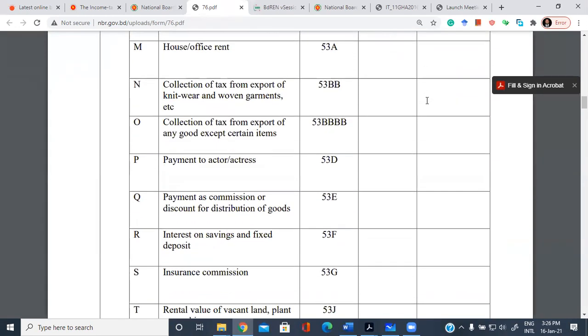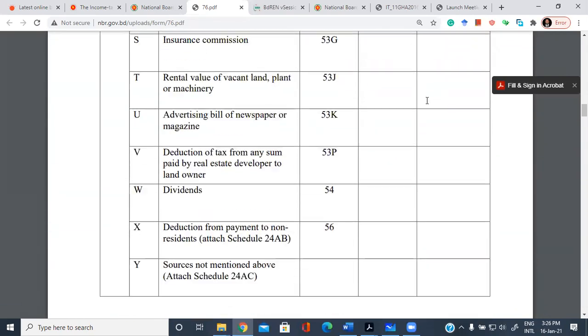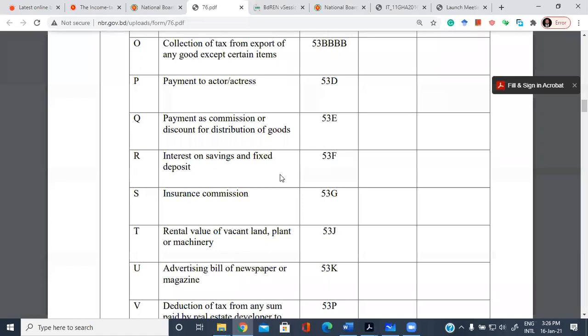Yes, sir. Okay, so you see a good number of transactions here, and you see rental value of vacant land, plant, or machinery. Can you recognize that I mentioned that when you are a tenant of a commercial property, commercial house property, you are responsible for making TDS on your rental payment? Yes, sir. So that is here.